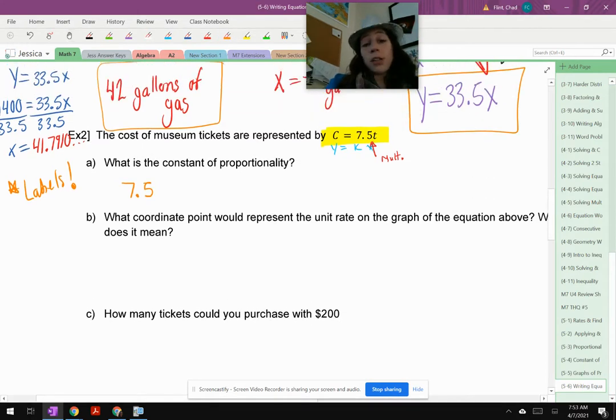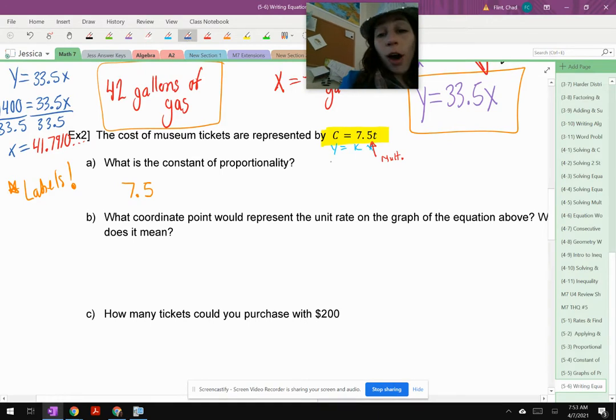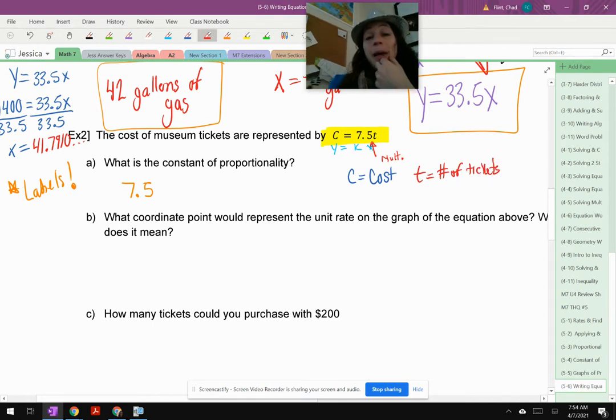The cost of museum tickets, okay? So if we're talking about the cost of museum tickets, that means that C is equal to the total cost. Or you could just say cost. You don't even have to say total. Don't want to get you confused with the fact that there's another C word there, or T. And then T would be your number of tickets, right? Because your cost is dependent on how many tickets.